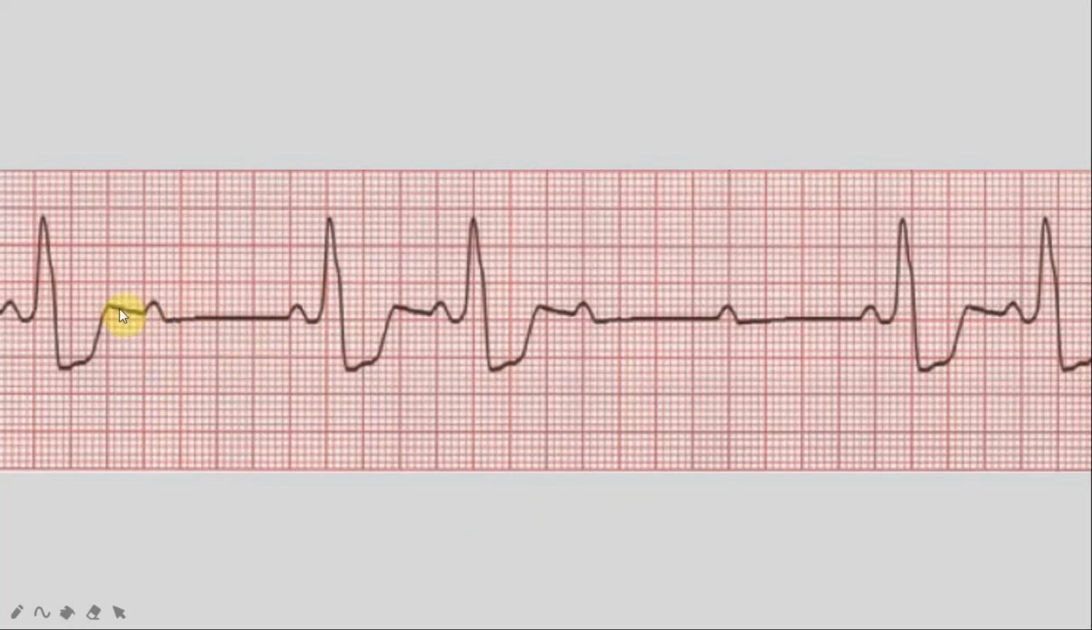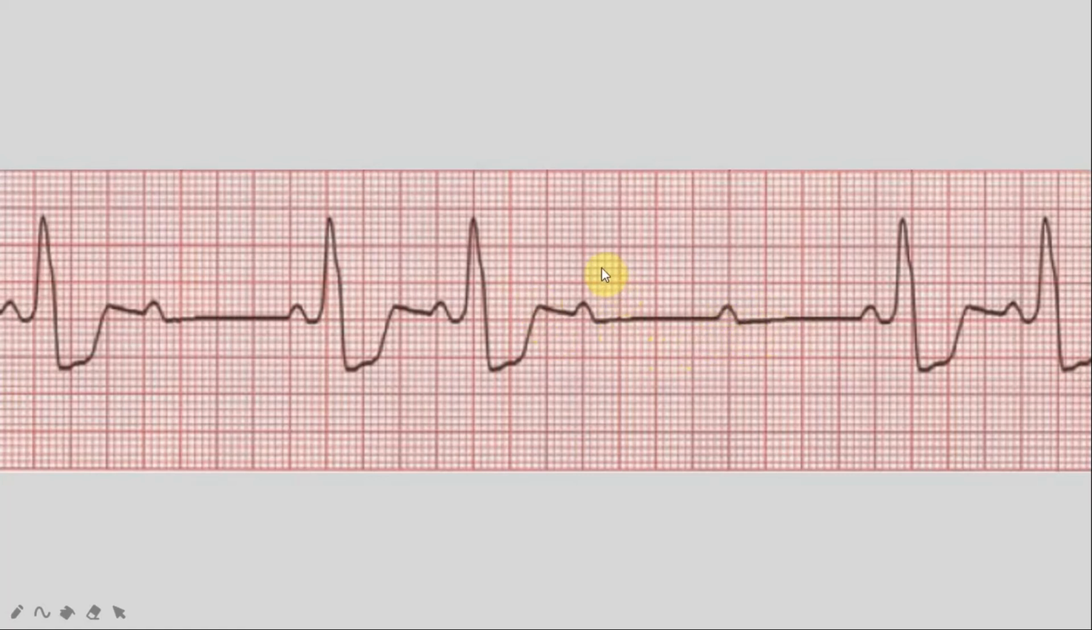What we can see here is that there is a wide QRS complex. Definitely this is wide. Then there is a P wave followed by no QRS complex. So we know that this is a second-degree heart block. Then there is a P wave followed by a wide QRS complex, then a P wave followed by another wide QRS complex. Then there is a P wave followed by no QRS complex, so again a P wave followed by no QRS complex.